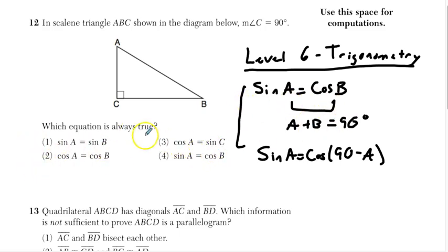Well, if we look around here, which one of these is the same? Boom, it's number 4. And we are done with this video. So, hopefully you understand questions 7 through 12 of the June 2015 Geometry Common Core Regents.